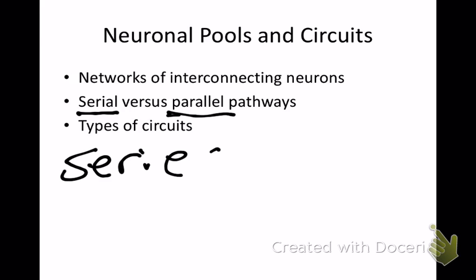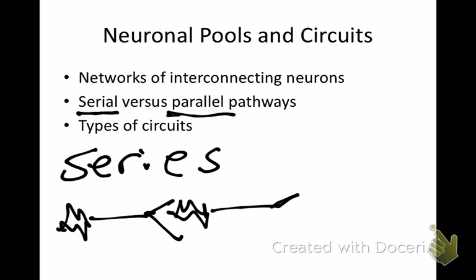So if I have a series of neurons that interconnect, then I may have one neuron that stimulates another neuron that stimulates another neuron, and they're all going to the same destination. They're all part of the same function. That would be a series. That's pretty straightforward, I hope.